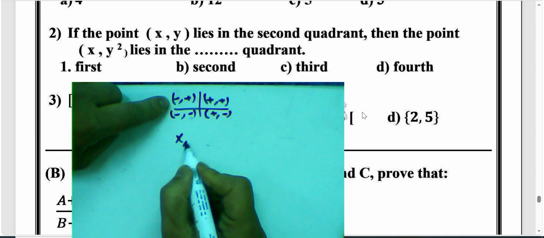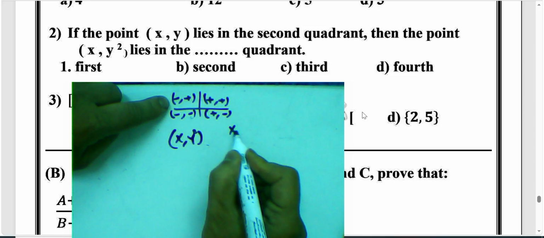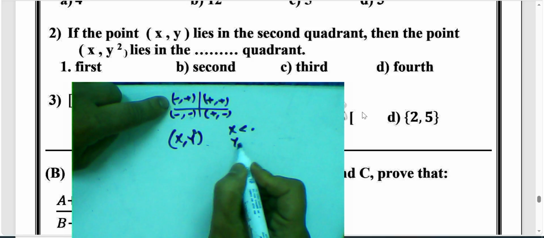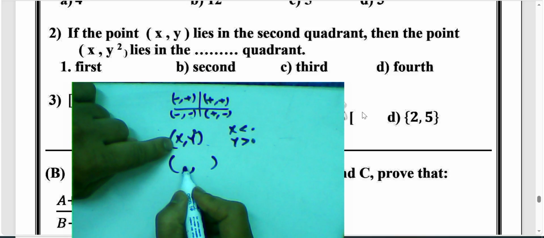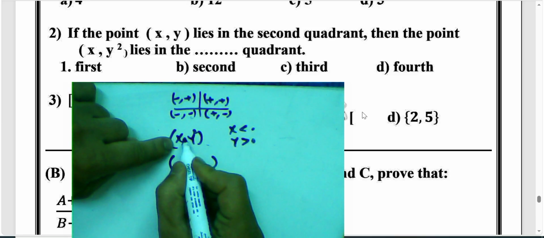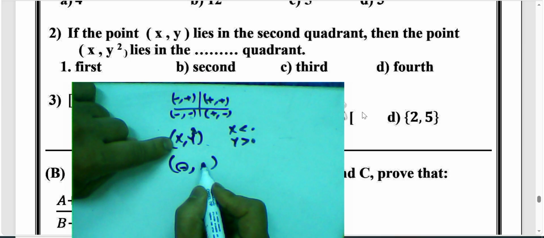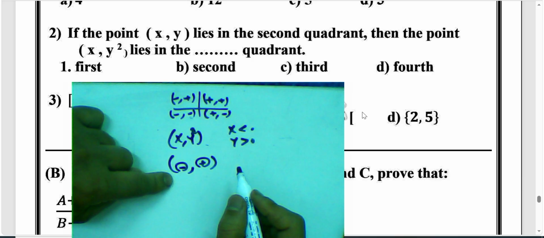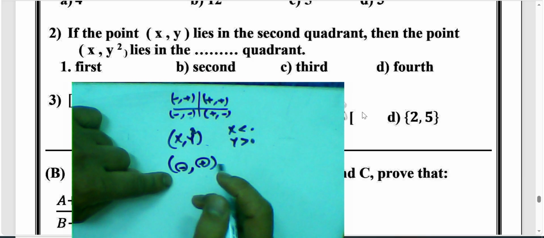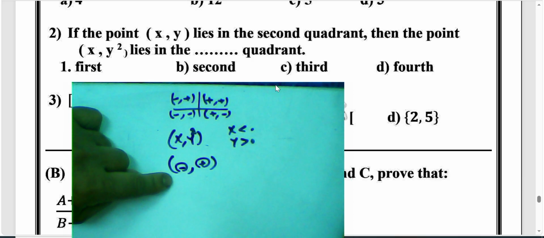He asked about (x, y power 2). x will be less than 0 and y greater than 0. Then x power 2 will be positive. x here is negative, and y power 2 will be positive. Then we have negative and positive, so the result will be the same answer. It will lie in the second quadrant because the signs will be negative and positive. Then we must choose letter B.